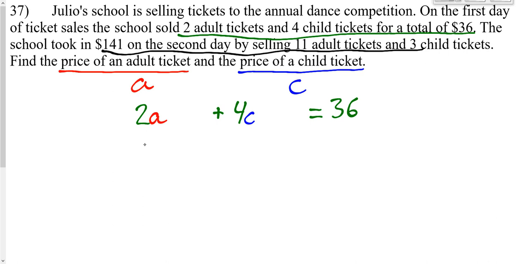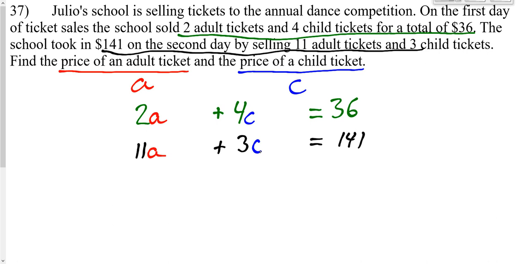And so we have 11 adult tickets, plus we have 3 child tickets to end up with $141. And so once again, you got to take 11 adult tickets times your price, which is A, and you need to take your 3 child tickets times C, and then you need to go ahead and solve this system of equations so that you can answer the question.